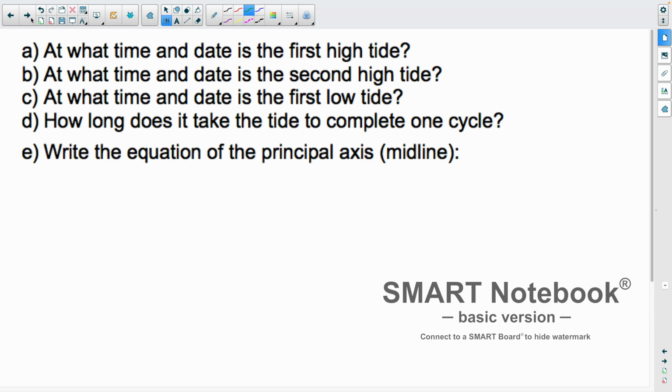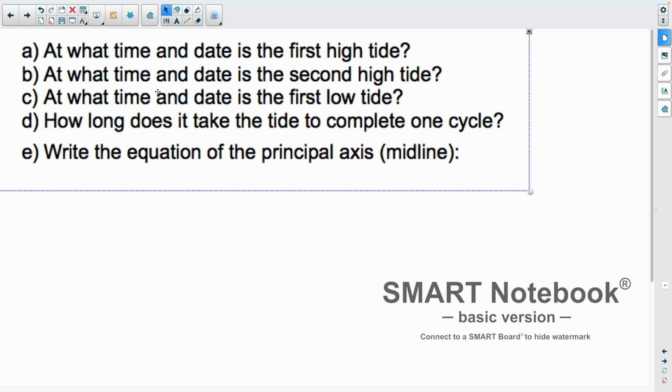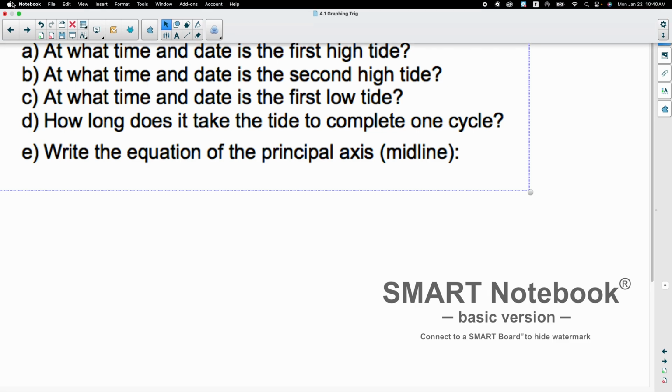What time and what date is that? So where's the first high tide? Where's the second high tide? Where's the first low tide? Does the start count as the first? Yes, that's what I would say.